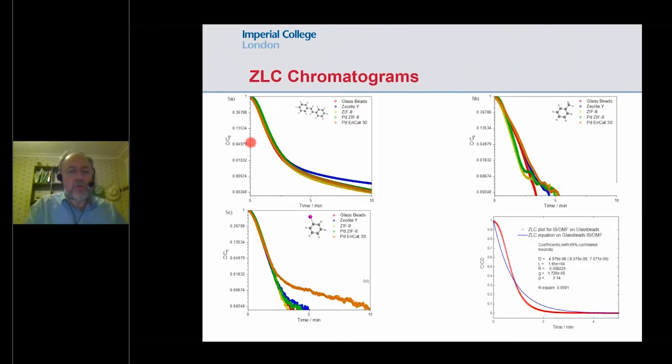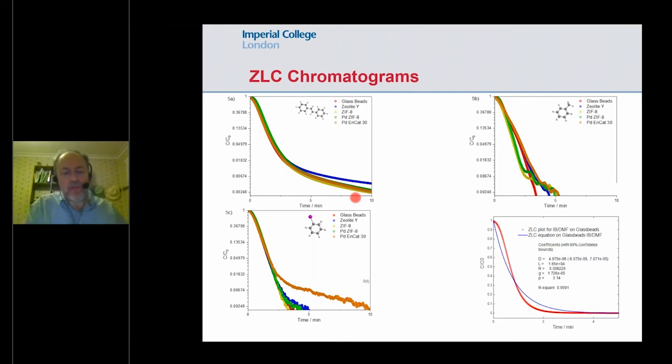So what we're doing here, this is the concentration as a function of time for the desorption chromatogram. So as I said, what's happening is we've got these molecules. They potentially are inside the pores, and if they are, they'll slowly desorb out. So let me just take you through some of the results here.